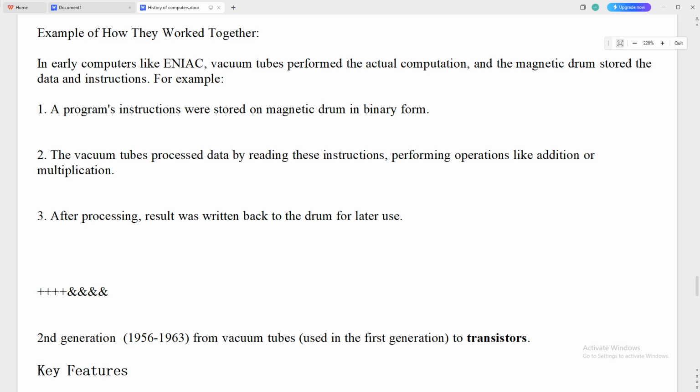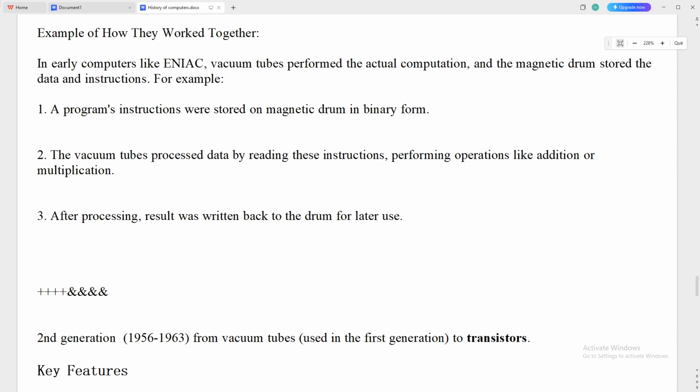Now an example of how they work together. In earlier computers like ENIAC, vacuum tubes performed the actual computation, and the magnetic drum stored the data and instructions. For example, a program instruction was stored on the magnetic drum in binary form. The vacuum tube processed data by reading these instructions, performing operations like addition or multiplication. After processing, results were returned back to the drum for later use.